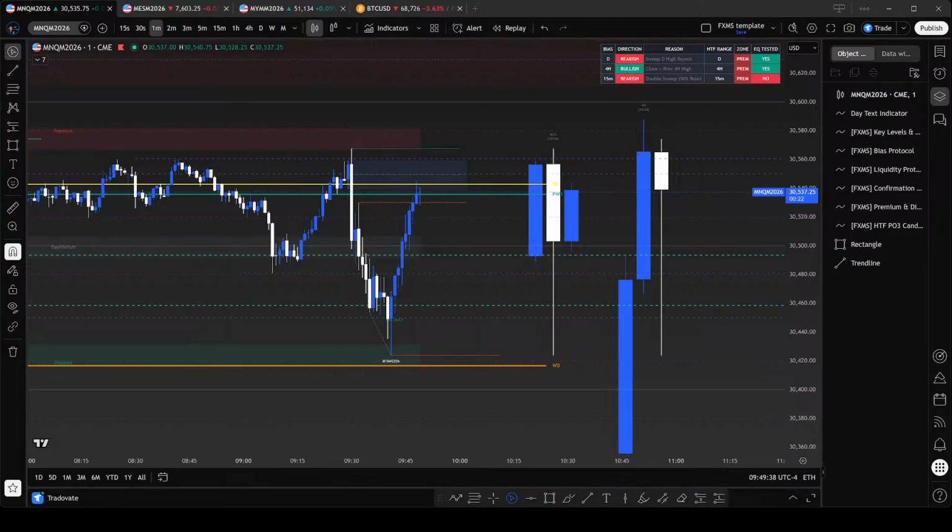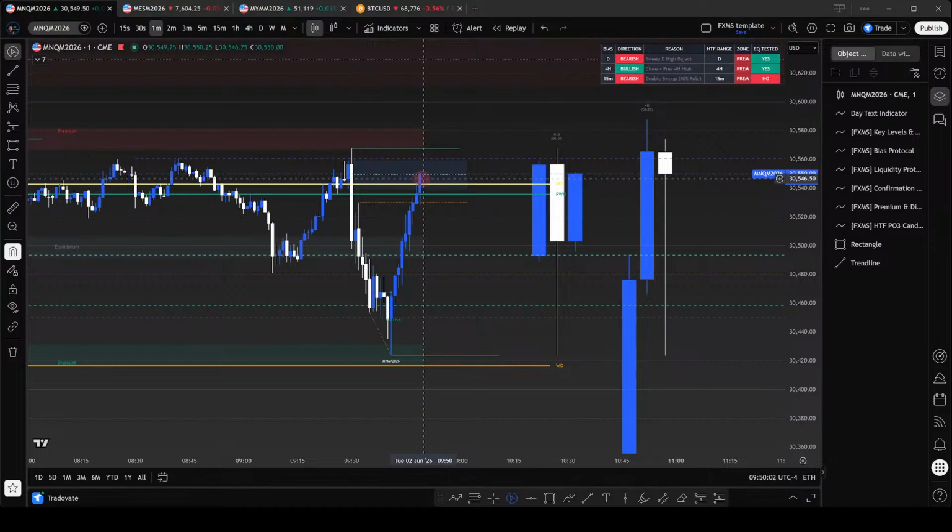Just trying to get there. Okay, almost there. All right, if we tap the 50, let's see what the reaction we get from the 50. Do we get close? I mean, it's a full closure above, so probably going to be continuation through the high, I would imagine.